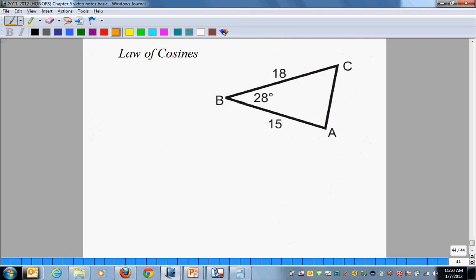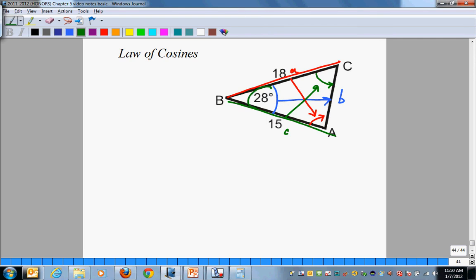Let's label our sides. We have here angle B. That makes this side B. And here is side A, which goes with angle A, which we don't have. And then we have side C, which goes with angle C, which we also don't have. We're going to solve for everything that we can. We're going to start by working with what we do have.